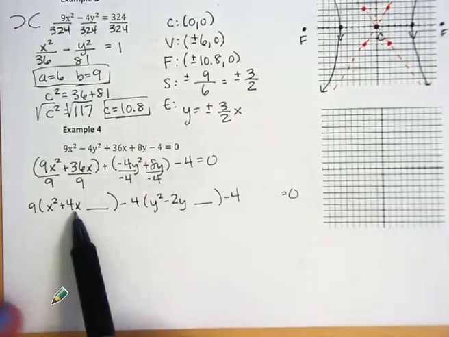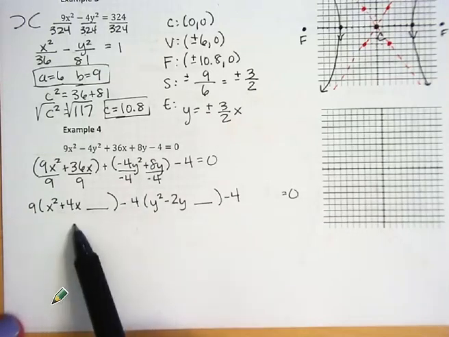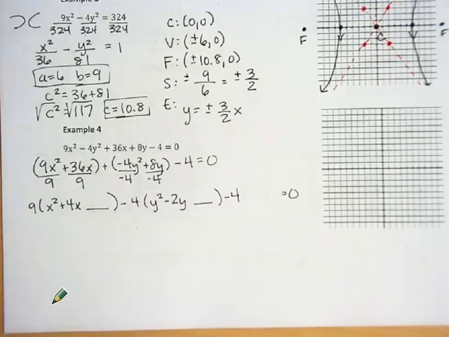So remember, for completing the square, you take your b value, divide by 2, and then square it. So 4 divided by 2 is 2. 2 squared is 4.